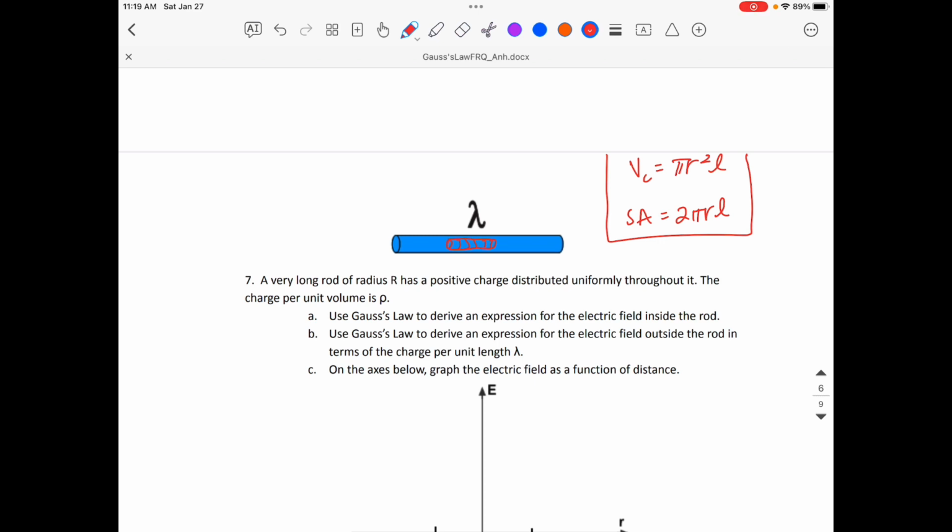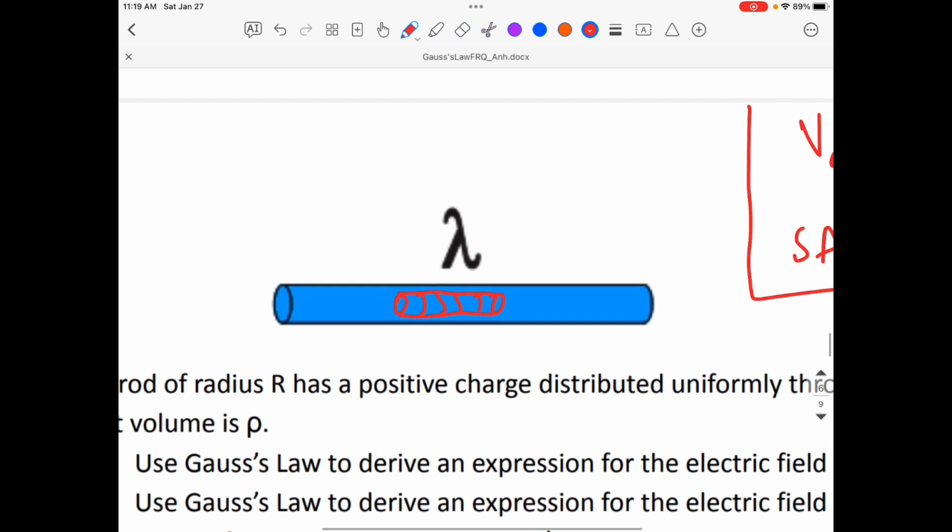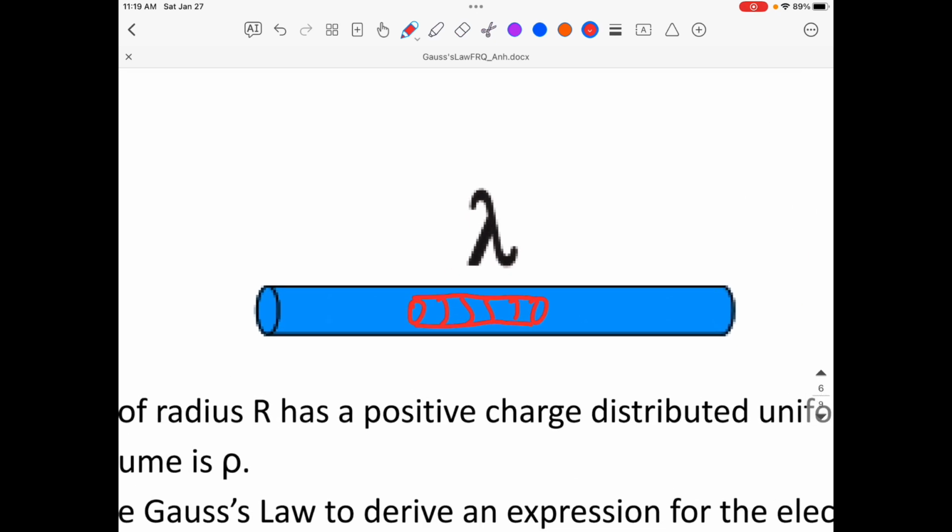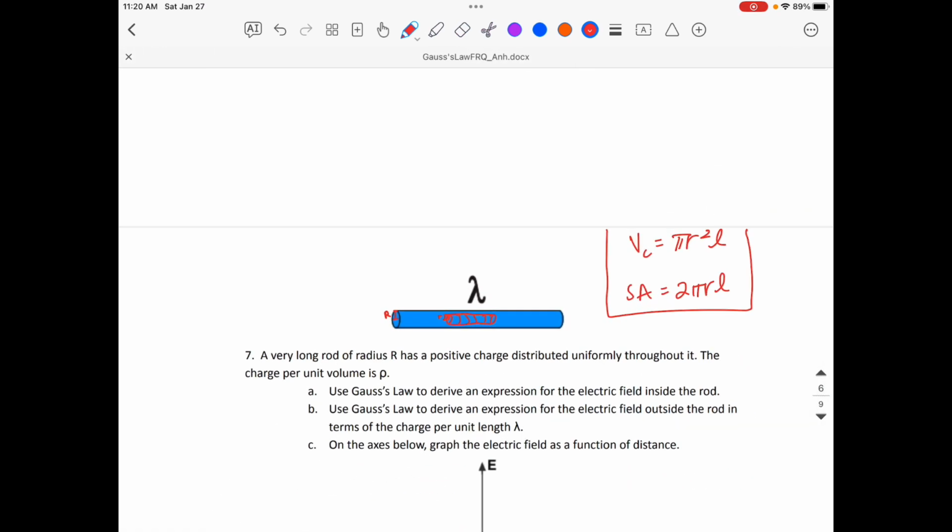And the radius that we're working with is not the radius of the actual rod, I'll call that big R, but it's just the radius of this cylinder right here. So this is little r. Okay, so let's start with finding the electric field.